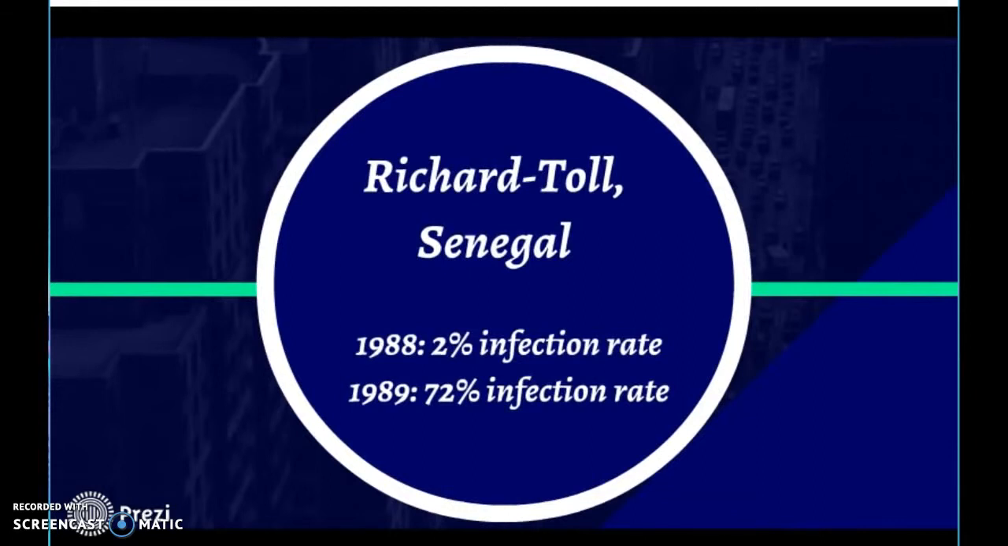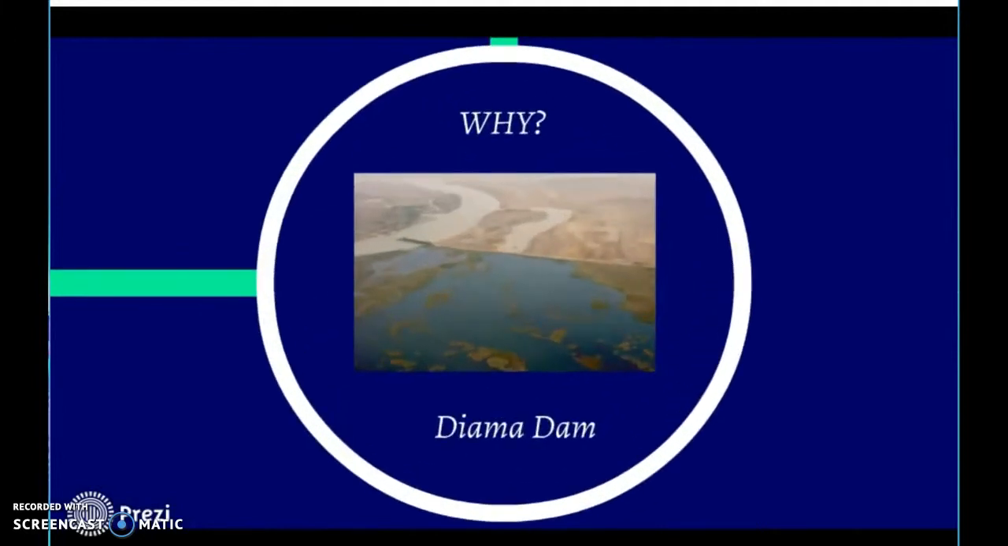We are focusing on Richard Toll, a small city on the banks of the Senegal River. In 1 year, the rate of schistosomiasis in Richard Toll went from 2% to 72%. This enormous jump immediately makes you question, why? The answer lies in the construction of the Diama Dam.